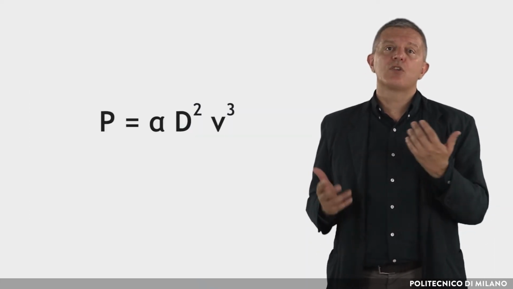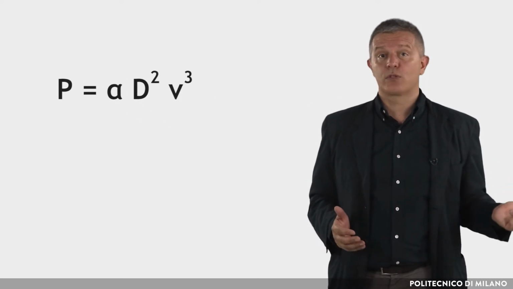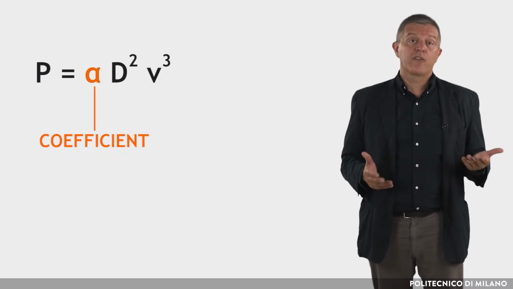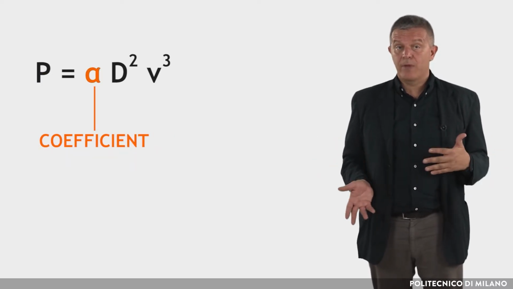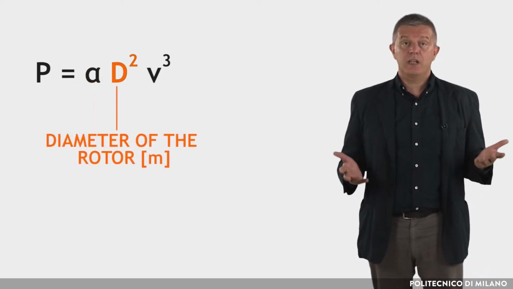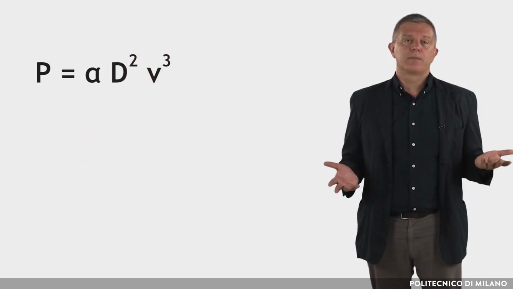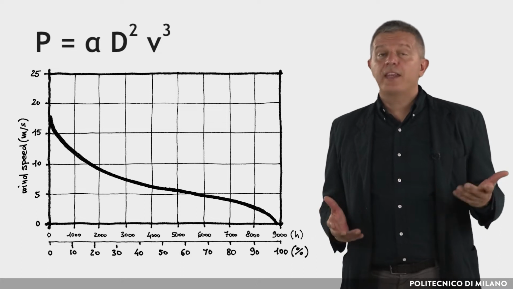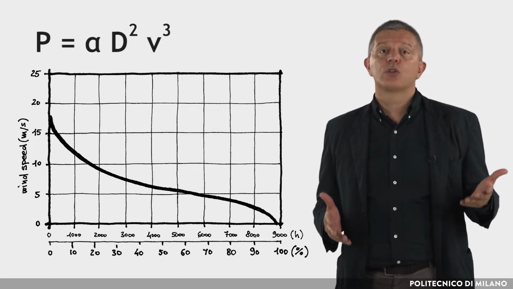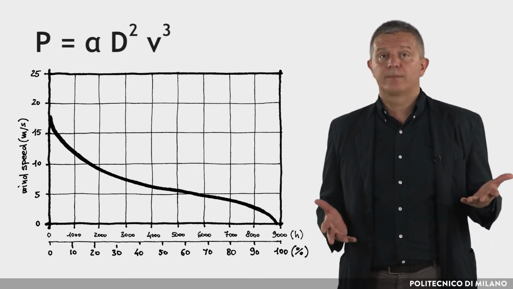This formula can be used to evaluate the electric power that a horizontal axis wind turbine can produce. P is the electric power delivered. Alpha is a coefficient, depending on the turbine type, ranging from 0.12 to 0.17. D is the diameter of the rotor, and V is the wind speed. As can be noticed, energy production depends on the wind speed distribution, which can be read on the so-called wind duration curve, referred to the number of hours of the year.